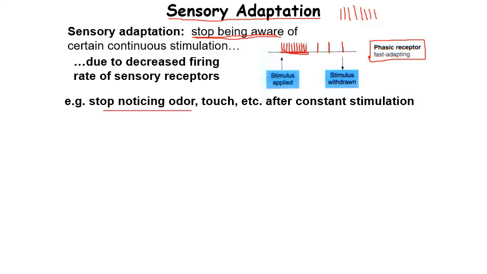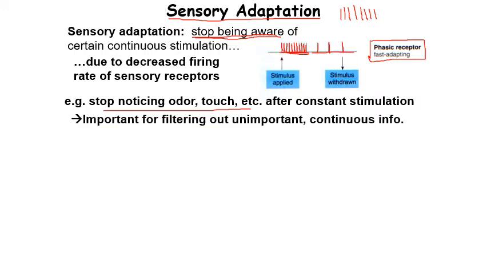Many times odor, touch. After constant stimulation, the receptors for these start to dampen down. So it allows us to kind of filter out unimportant stuff. When we're sitting at the computer, do we need to know that we have pressure on our legs? No, it's unimportant at the time. We want to focus on what's happening on the computer.